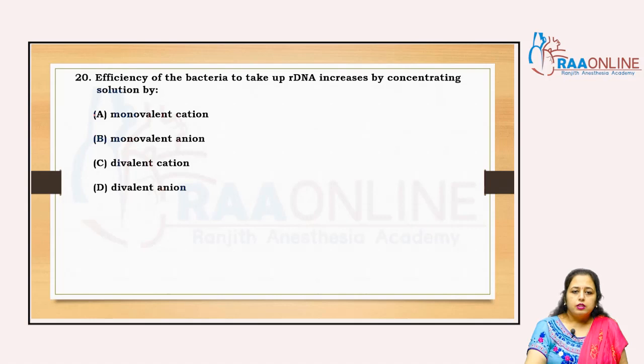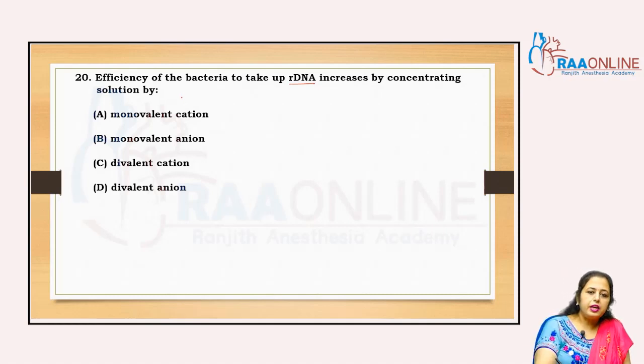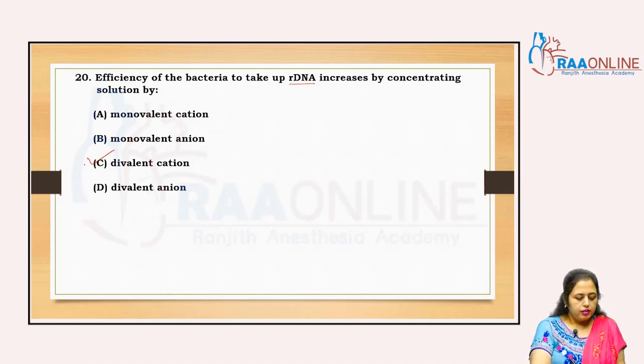Come to the next. The efficiency of the bacteria to take up the rDNA, that is recombinant DNA, increases by concentrating solution by what? The monovalent anion, the monovalent cation, divalent anion or divalent cation? So the answer is divalent cations. You have to learn it actually.